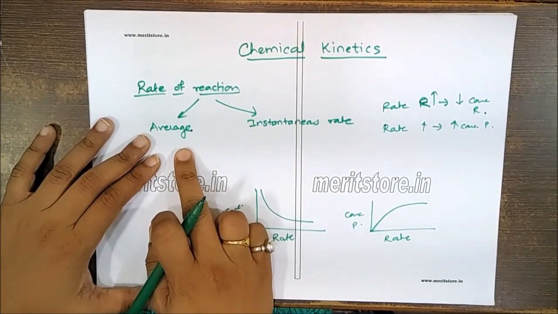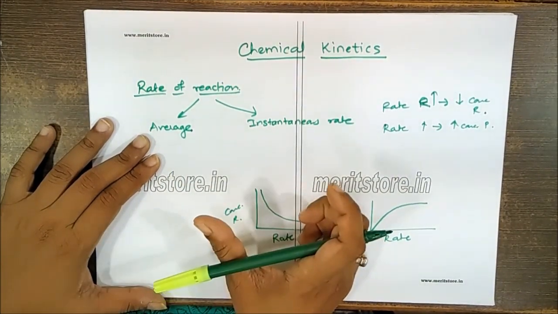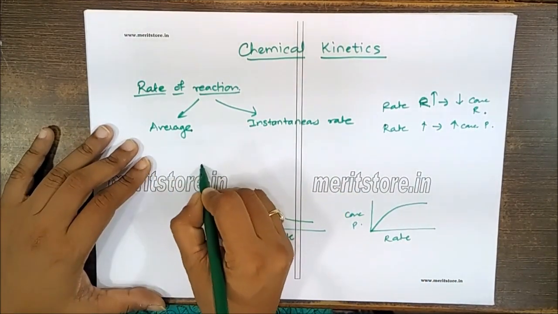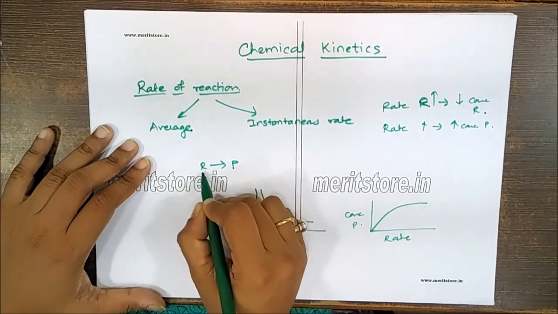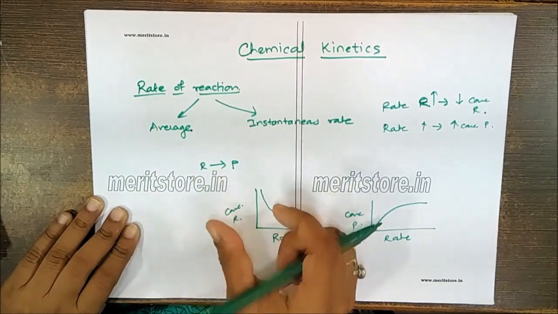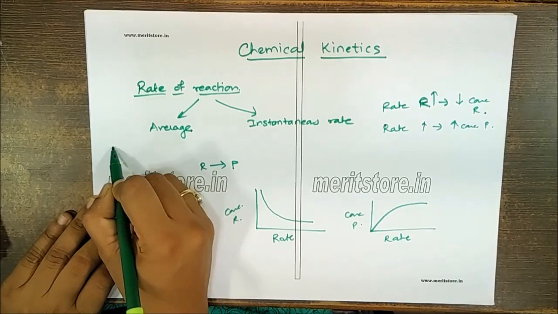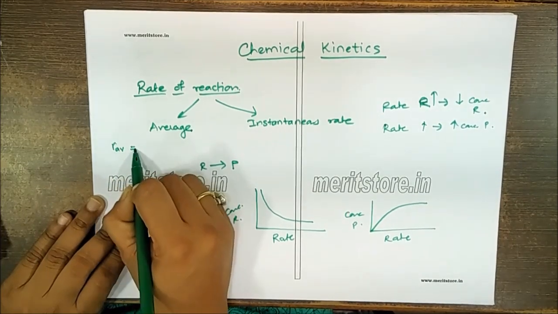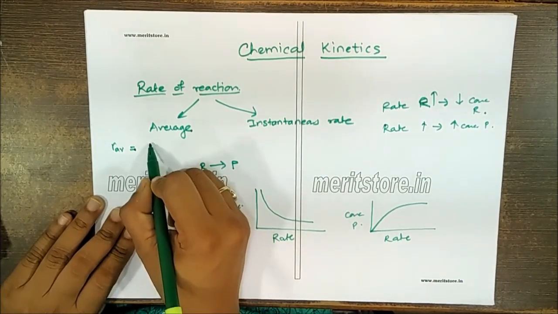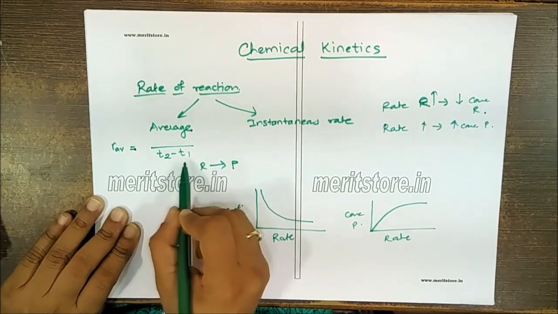When we talk about the average rate of reaction, we just decide a time interval, and whatever concentration change occurs during this time interval, we talk about it. For example, if I consider the reaction R changing to P, reactant turning to product, then I want the rate of reaction between the time interval T1 and T2. Then I'm talking about the average rate of reaction, that will be equal to the change in the concentration of reactant. Now this is between T1 and T2, so the time interval is T2 minus T1.